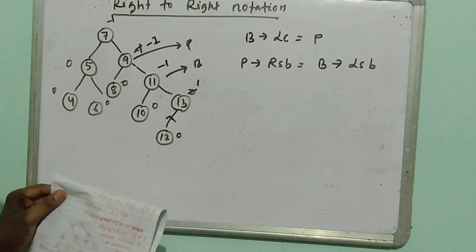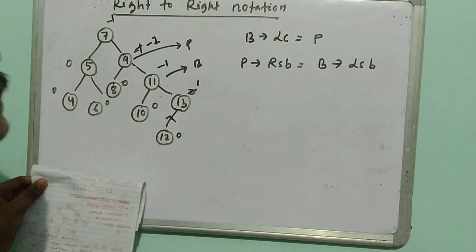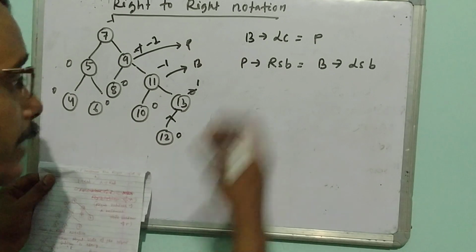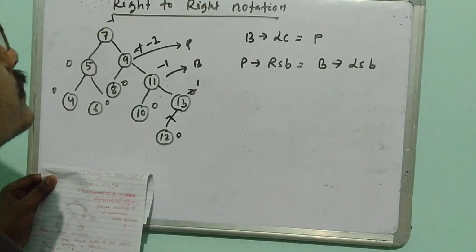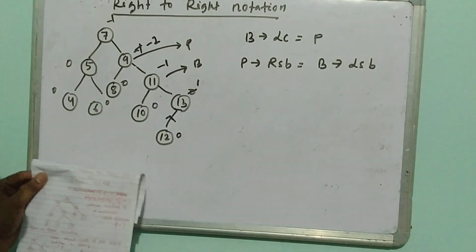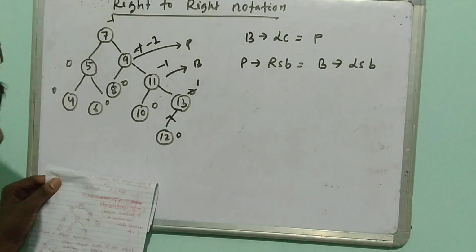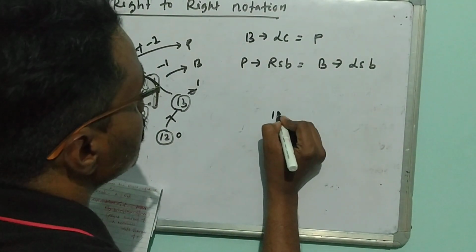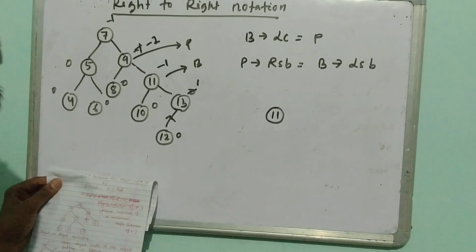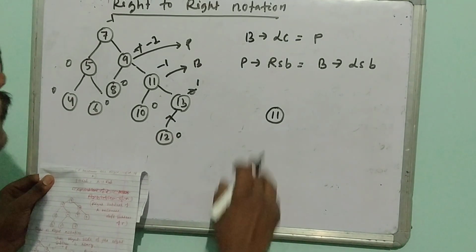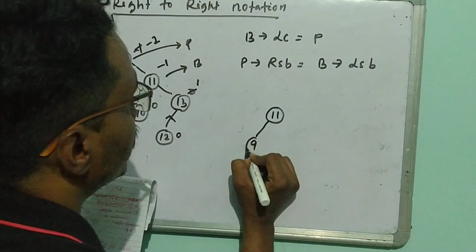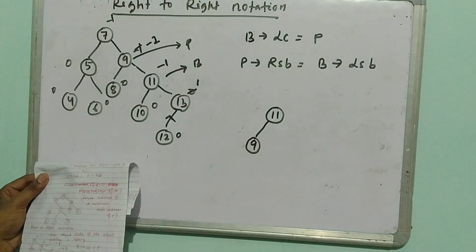So first is BLC is equal to P, which means P becomes the left child of B. Again I am telling, I am not writing. So P becomes the left child of the B. So what is my B? My B is 11. And the left child of the B becomes P. So which is the left child? This part is the left child. So the left child becomes P. P is nothing but 9. So the left child will be 9.